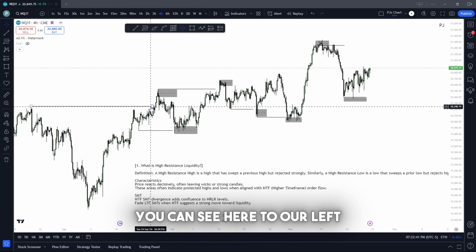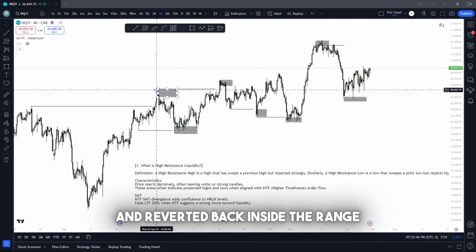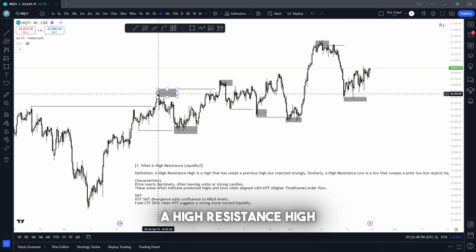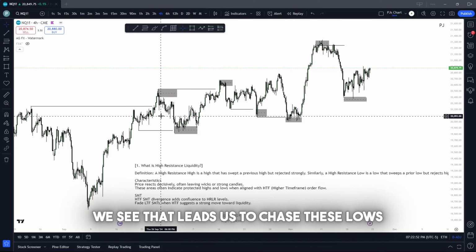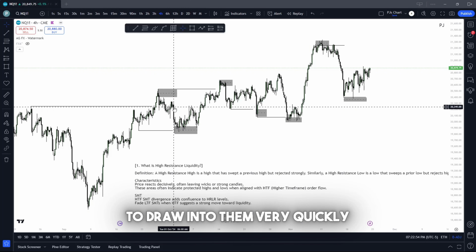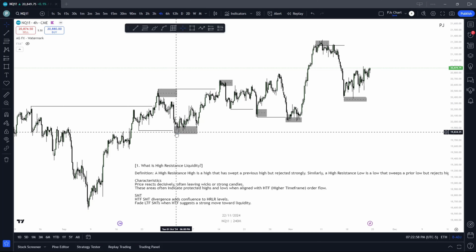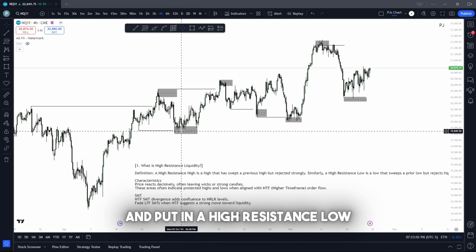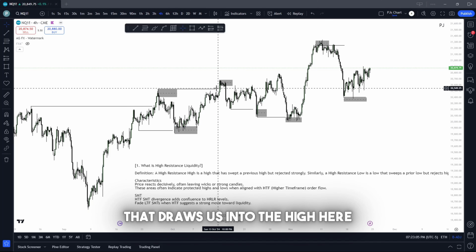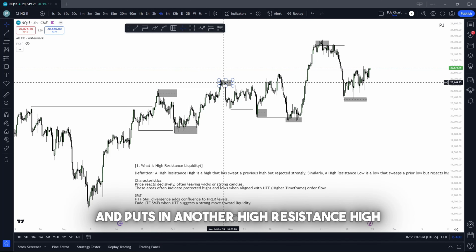So you can see here to our left, we ran this high very aggressively and reverted back inside the range, leaving at the moment a high resistance high. We see that leads us to chase these lows, to draw into them very quickly, break lower quickly after accumulating, then we manipulate lower past the lows and put in a high resistance low that draws us into the high here and puts in another high resistance high.